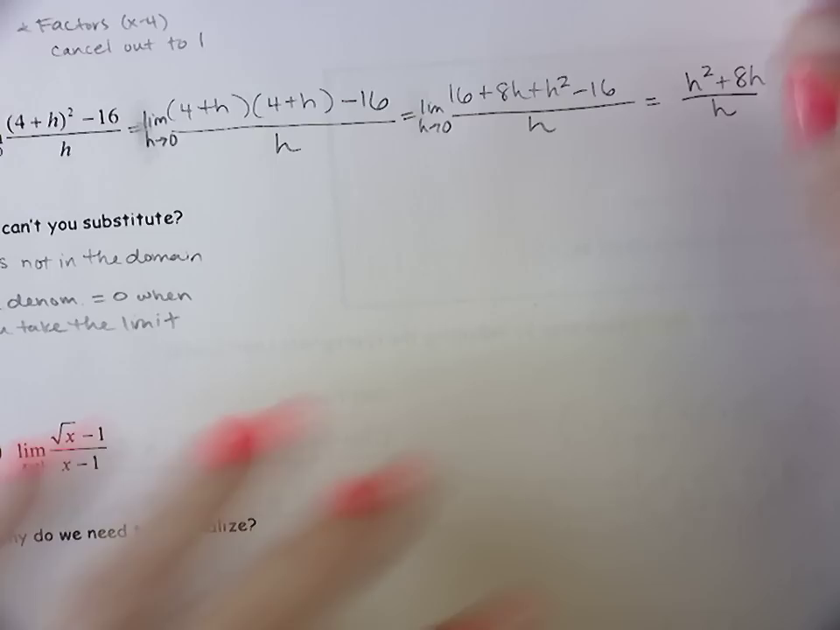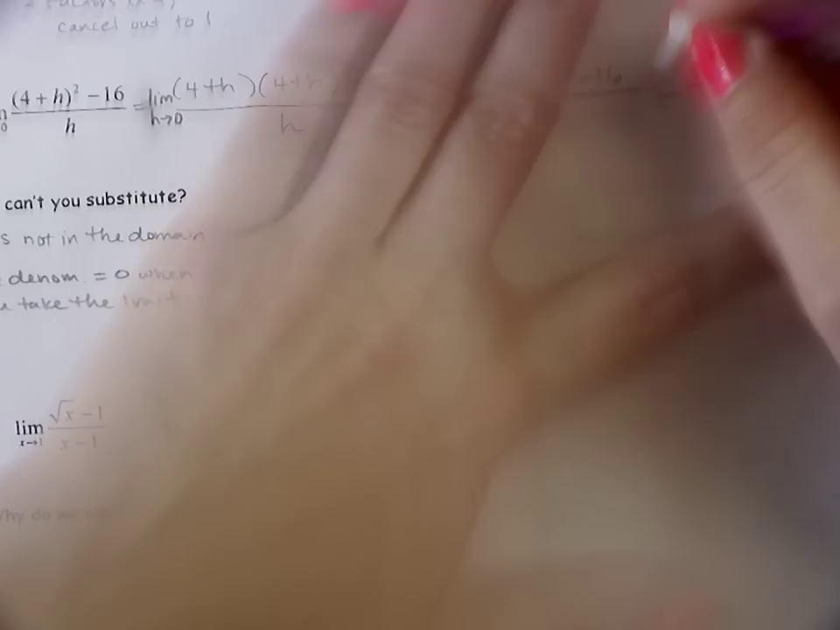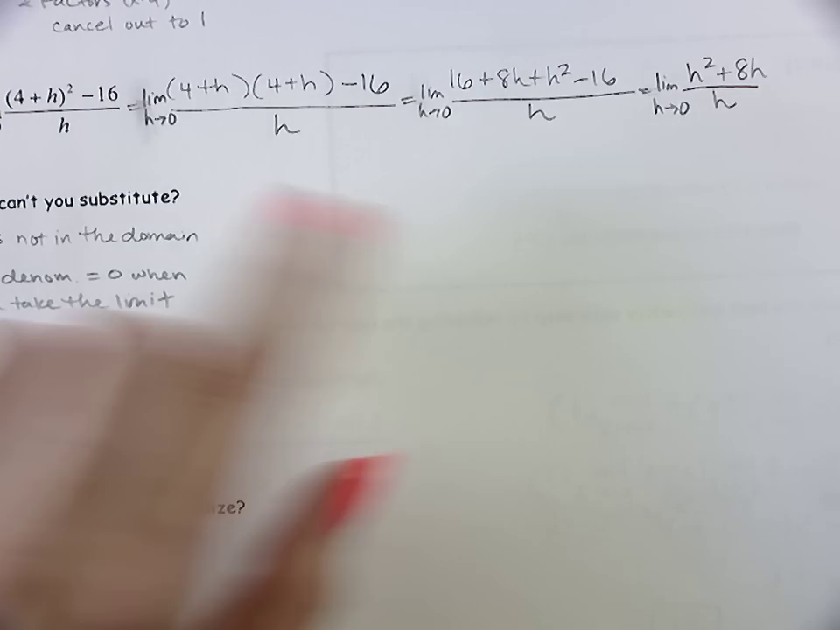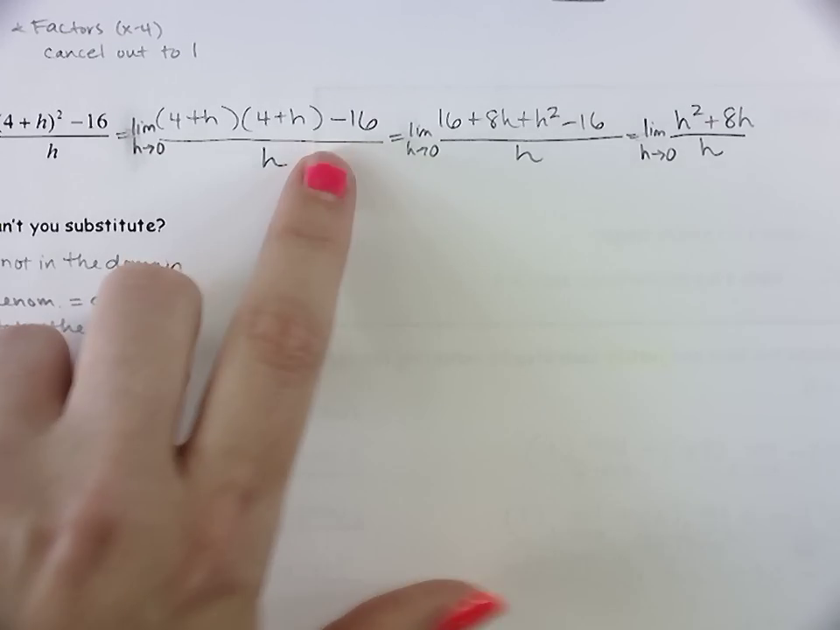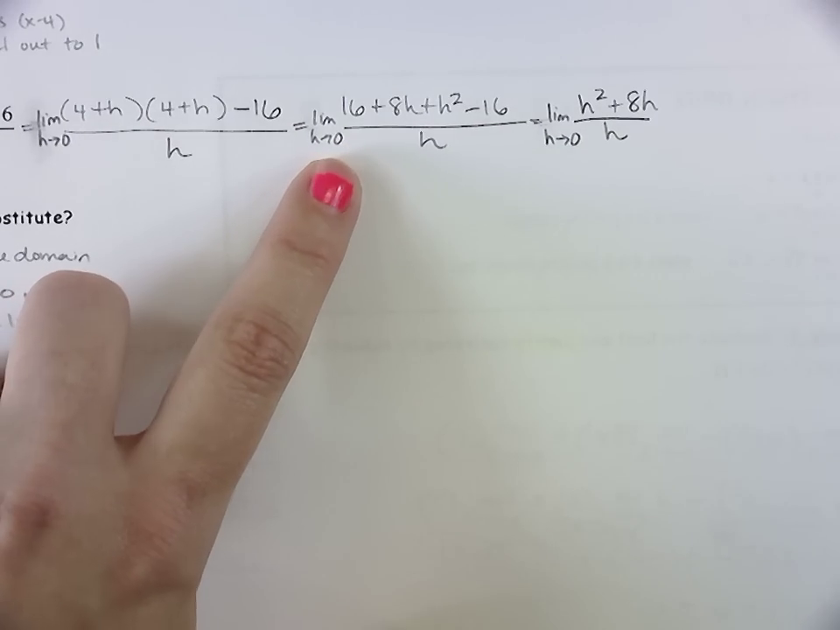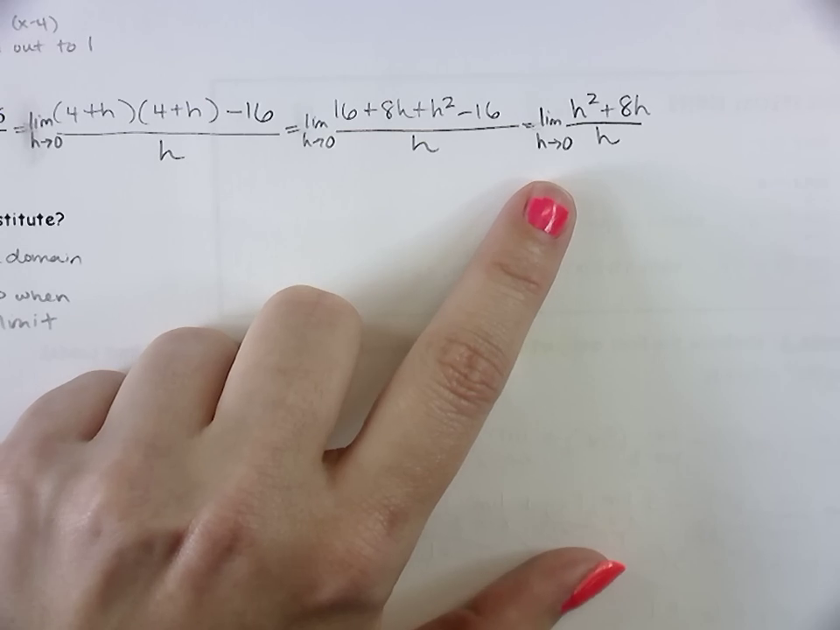We have to plug it in, or else it's not correct. Okay, so the limit is h goes to 0. We haven't taken the limit yet, so we have to write each time it's the limit as h goes to 0. And then you can divide h by both of those.